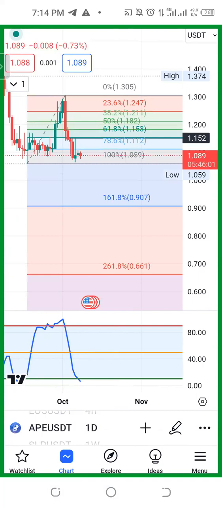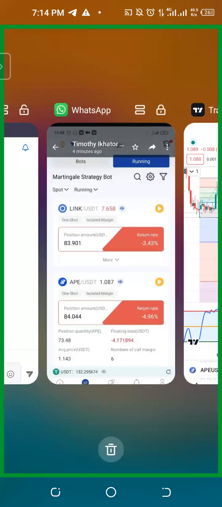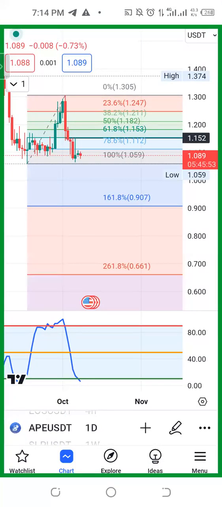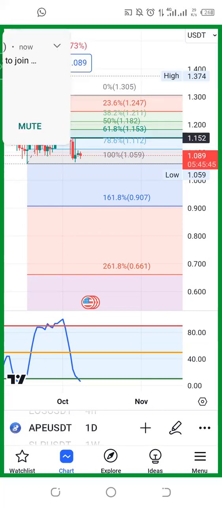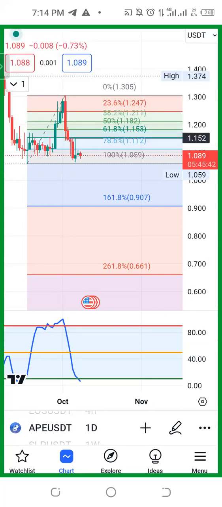So I think I've already done the analysis for you. I think you entered at 1.143 and it's down to 1.087. So it's coming up. Just be patient. It can take this week before it comes up, maybe by Friday or more. So you have to be very patient.